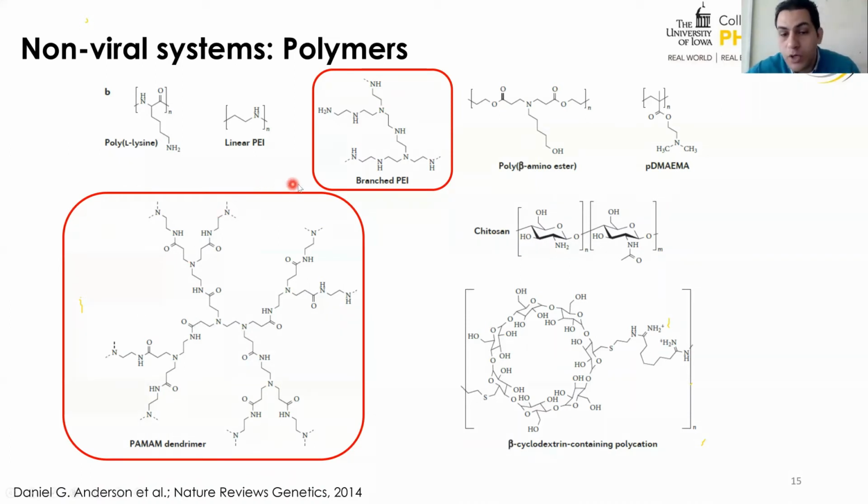The most common polymer in non-viral systems is PEI, or polyethylene imine, as you can see here. This is a branched variant of the linear one, where you can have primary, secondary, and tertiary amine groups. And there is a dendrimer called PAMAM, or polyamidoamine, and dendrimer means it looks like the branches of a tree, where again you have different types of amine groups. You can also have a chitosan, or a cyclodextrin that's bound to a polycation. Polycation means a sequence of positively charged molecules attached to it, that eventually can bind and condense the DNA material and help in its delivery.